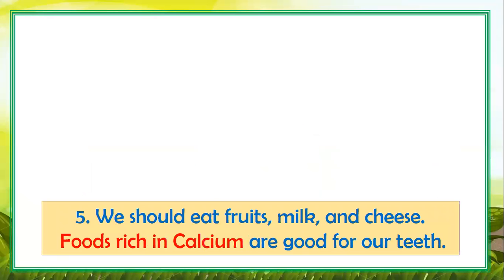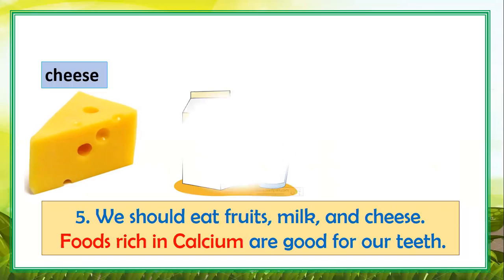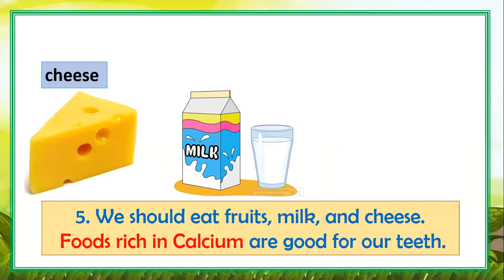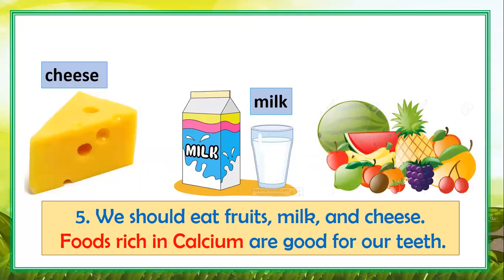Then we should eat fruits, milk, and cheese. Foods rich in calcium are good for our teeth. These foods rich in calcium will make our teeth strong. So again, these are cheese, milk. As you can see, milk is not only good for our bones, but also for our teeth. And then fruits. All right.